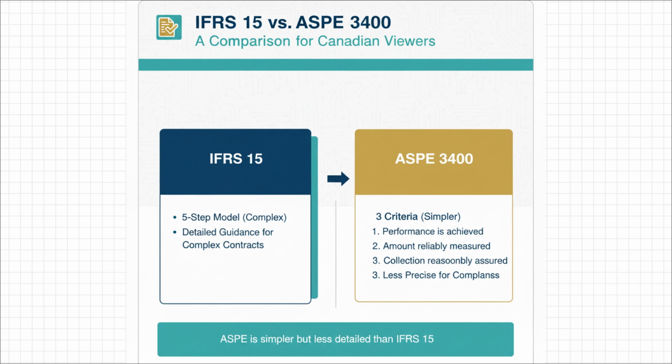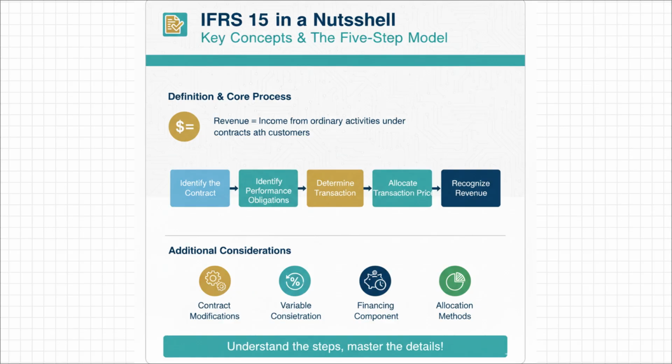And with that, let's wrap everything up. So, IFRS 15 in a nutshell. Revenue equals income from ordinary activities under contracts with customers. 5 steps. Identify the contract. Identify performance obligations. Determine transaction price. Allocate the price. And recognize revenue. Plus, we need to consider contract modifications, variable consideration, financing, and allocation methods. It might feel like a lot, but once you practice with examples, it becomes much more intuitive.